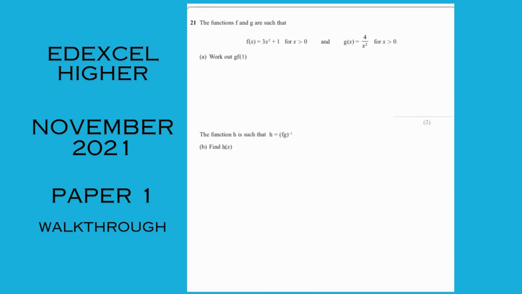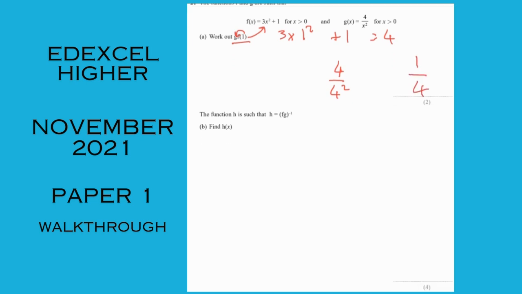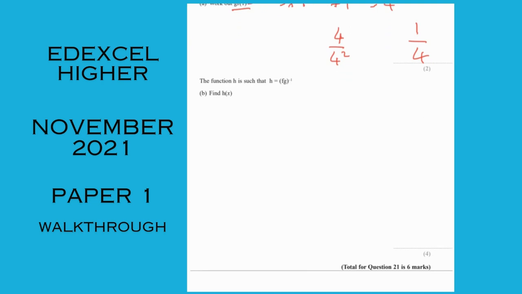On we go. So you've got functions. So first one's compound functions, but don't overcomplicate. This means substitute the 1 into the f of x first. So you get 3 lots of 1 squared plus 1. BIDMAS, 3 times 1 is 3, plus 1 is 4, and that needs to go into g. Subbing 4 into g means you get 4 over 4 squared, in other words 4 over 16, in other words a quarter.